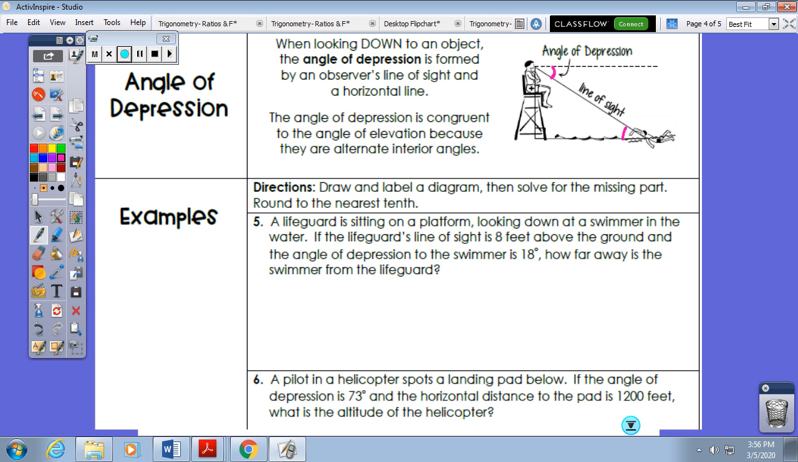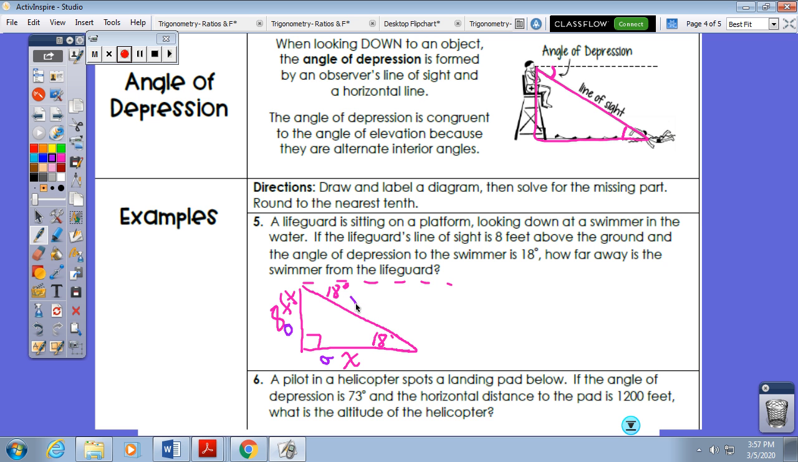So what happens is you end up with this triangle like they have here. Okay, he's looking down. It said that he was 8 feet high. It also said that the 18 degrees was the angle of depression, which, by alternate interior angles, means the angle of elevation from the other side is 18 degrees. And they want to know how far away the swimmer is from the lifeguard, so x. So let's go ahead and see.